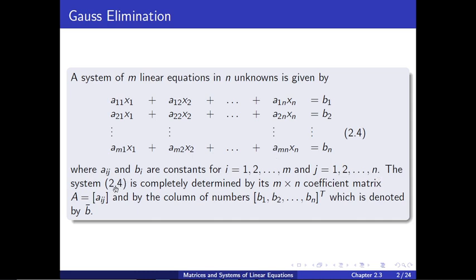Then we know that this system 2.4 is completely determined by its m by n coefficient matrix aij, and by the column of numbers b1, b2, up to bm transpose. So we'll write it as a column vector. And we did mention in a previous video that the names of the unknowns, these x1, x2, up to xn, or if you call them x, y, z, does not matter. What matters is these coefficients. They are going to determine what kind of solution we are going to get.